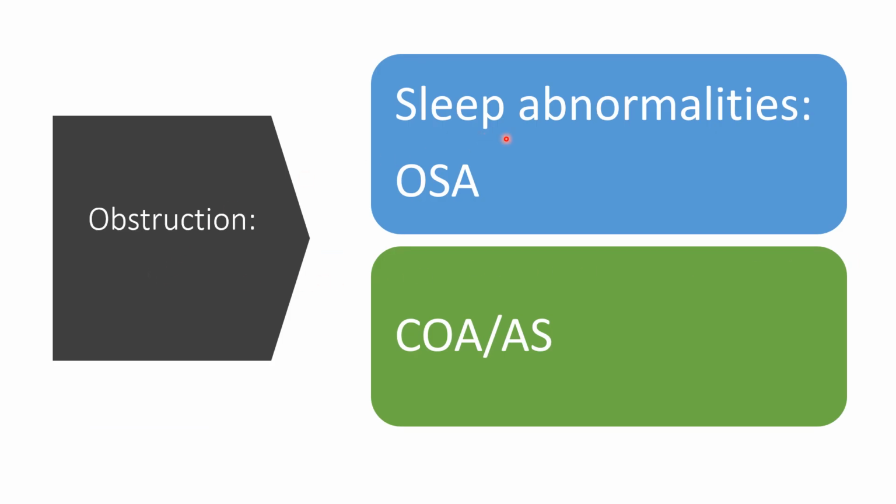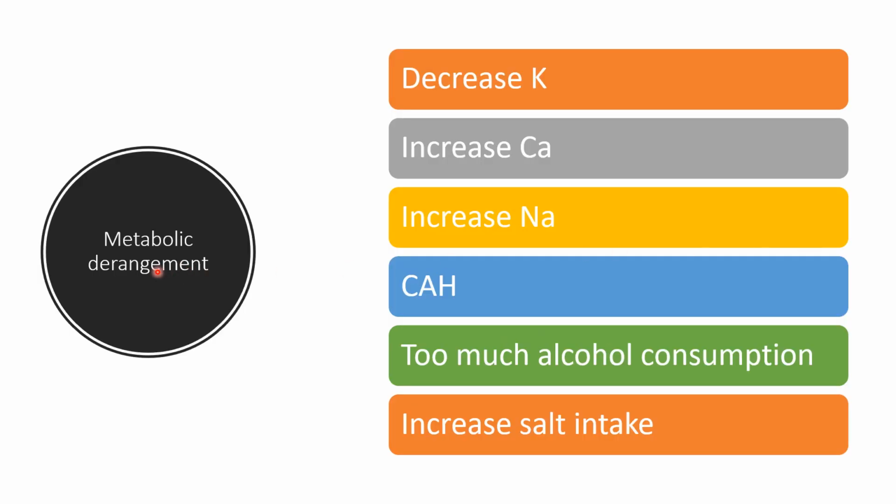Obstruction. Could this be a result of sleep abnormalities, like obstructive sleep apnea? Could this be coarctation of the aorta or aortic stenosis? We want to know. Are we dealing with metabolic derangement, like decreased potassium? Because the lower the potassium, the higher the blood pressure. But I'm not saying you should go and buy all the bananas in the world, all the raisins in the world, all the broccoli in the world to get enough potassium in your system and then get into hyperkalemia. No, that's not what I'm saying. Everything in moderation, please.